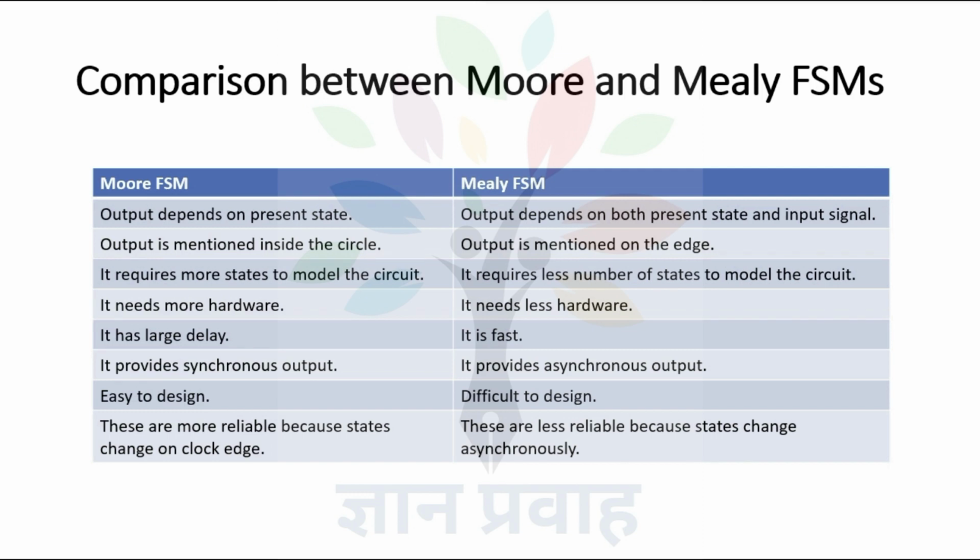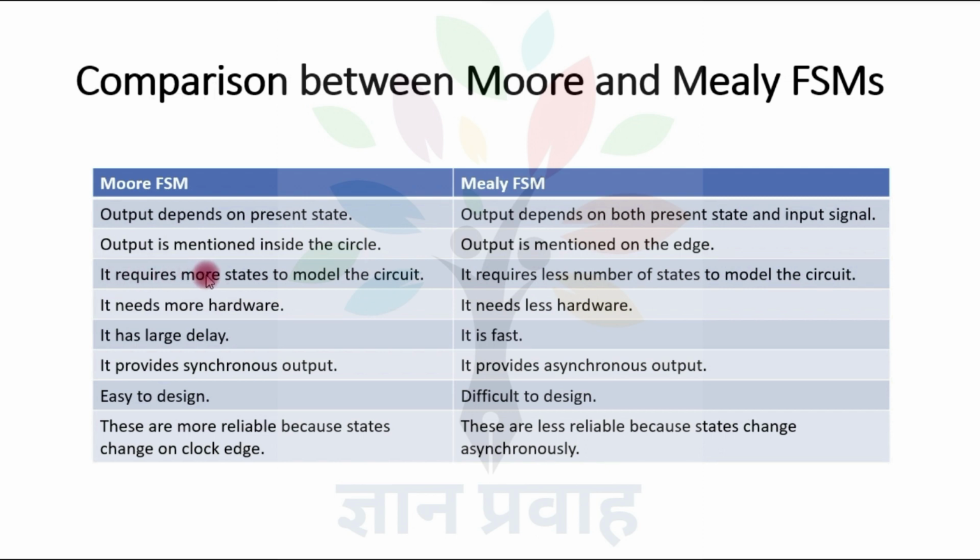Comparison between Moore and Mealy FSMs. The important difference between Moore and Mealy FSMs is that in Moore FSM, output depends on the present state, while in case of Mealy FSM, output depends on both present state and input signal. In case of Moore FSM, output is mentioned inside the circle, which means within the states, while in case of Mealy FSM, output is mentioned on the edges or on the transitions.